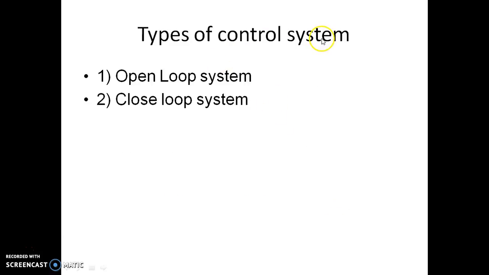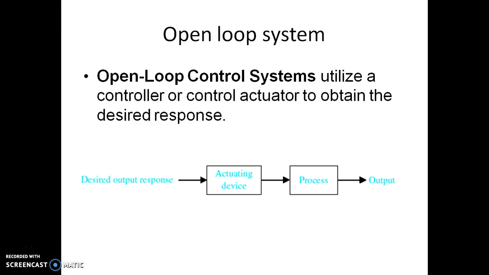Now, types of control system. Basically, there are two types of control system. First, open loop system. Second, closed loop system. Definition of open loop control system: it basically utilizes a controller or control actuator to obtain the desired response.